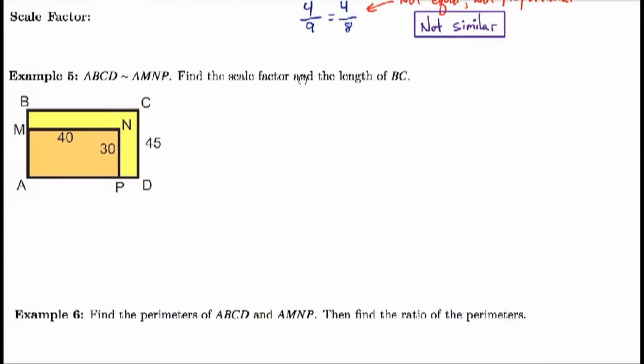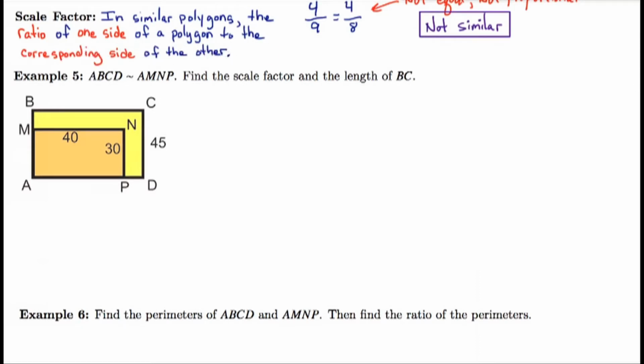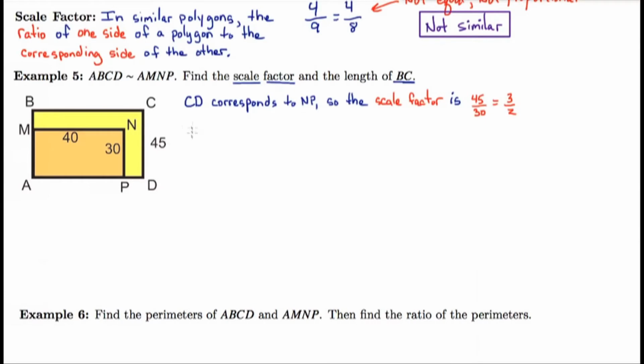So let's talk about what a scale factor is. In similar polygons, the ratio of one side of a polygon to the corresponding side of the other, that would be the scale factor. So in example 5, we have ABCD is similar to AMNP. I want to find the scale factor and the length of BC. So side CD corresponds to side NP. So the scale factor would be 45 over 30, or 3/2.